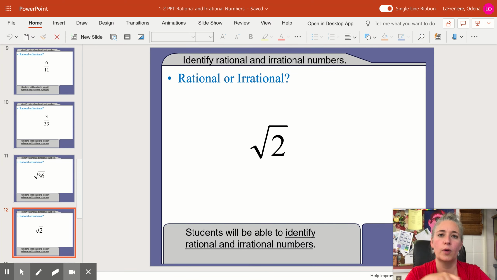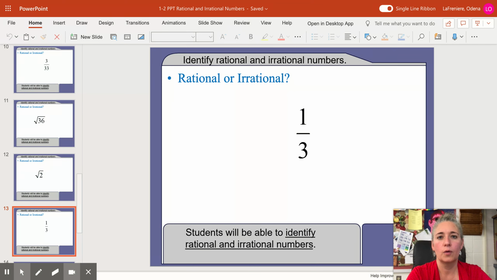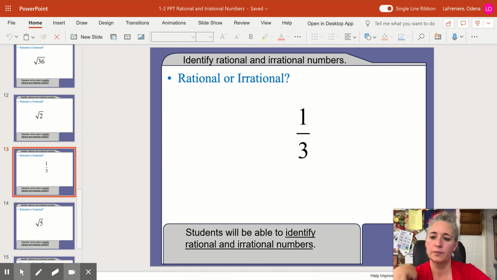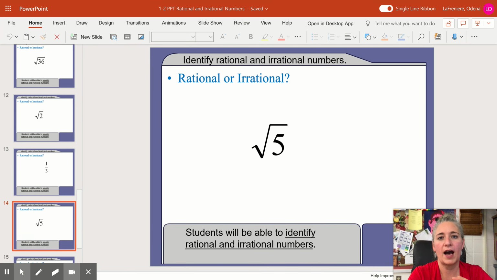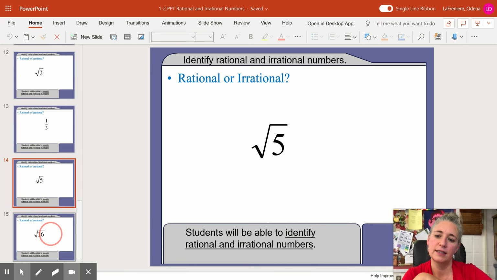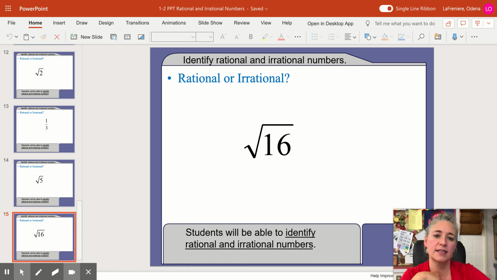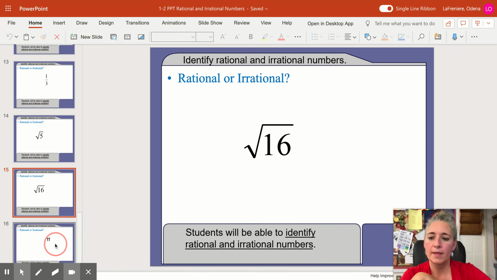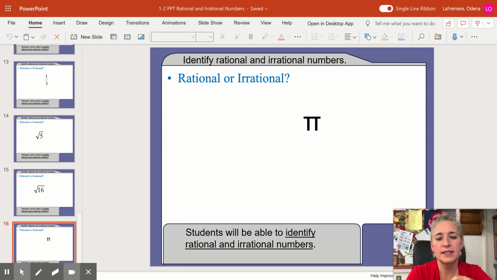On the other hand, square root of 2 is irrational because it is not a perfect square, and as a decimal, it never ends and never repeats. 1/3 is rational because it is a fraction. Square root of 5 is irrational because it never ends and never repeats. Square root of 16 is rational because it would be 4. And pi is irrational because it is a never-ending, non-repeating decimal.